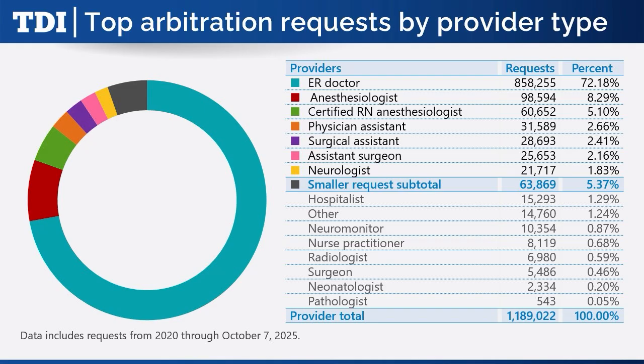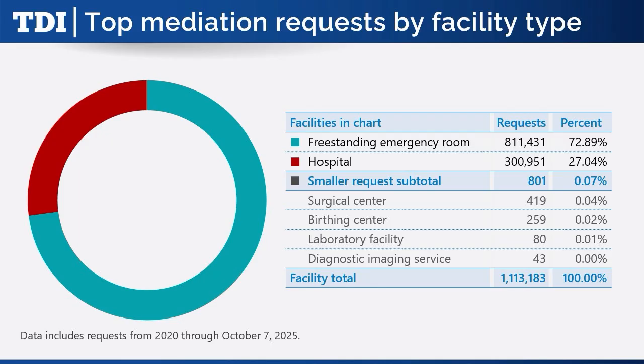So I wanted to share a little bit of data that we have regarding the types of requests that we're receiving. For arbitration requests, the vast majority of the requests are from ER doctors, which makes total sense since the program focuses on out-of-network emergency care. Again, sharing a little bit more data about mediations. The vast majority of the mediations are freestanding emergency rooms.